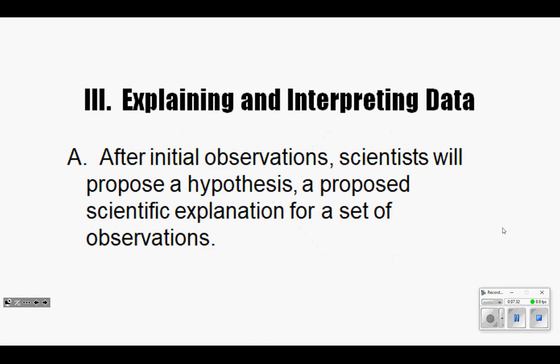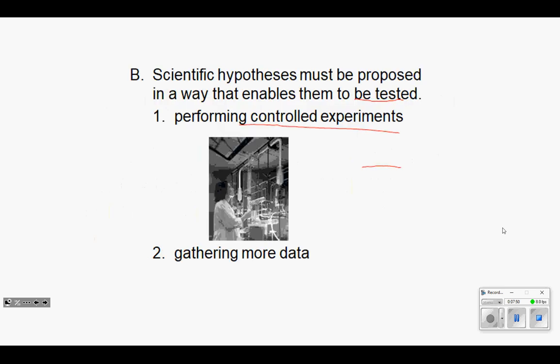After initial observation, scientists will propose a hypothesis. So you notice something going on around you, become curious about it, and you form a hypothesis. In other words, you're trying to give an explanation why that's working that way based on your prior observations. And when you come up with that hypothesis, then that hypothesis can be tested. If it's not testable, it's not really a hypothesis, or at least it's not science, and so therefore you're not even starting with a hypothesis.